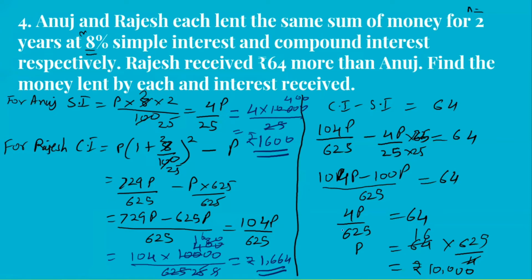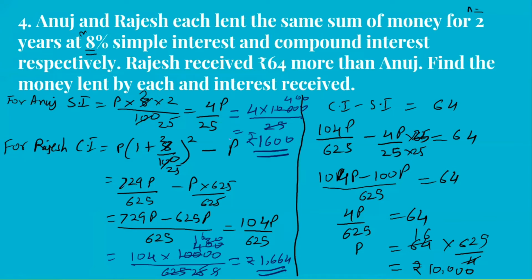Got it? So first we found the simple interest in terms of P, then we found the compound interest in terms of P. Now we know that the amount that Rajesh has received is 64 more. So compound interest minus simple interest is 64. On calculating that, we got the P value, the principal, that is money lent by each of them, was 10,000, and then we found the interest.